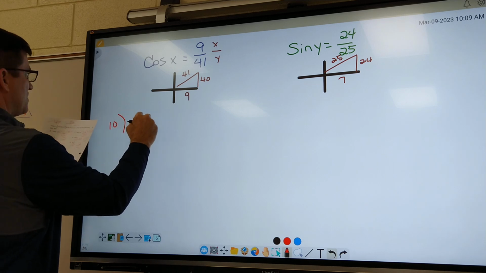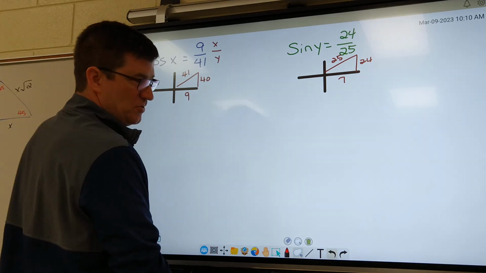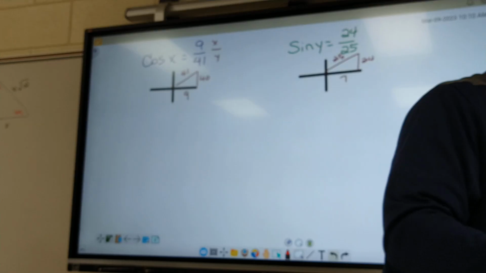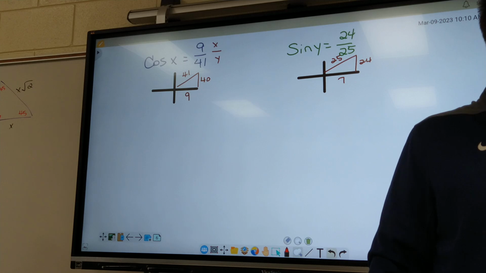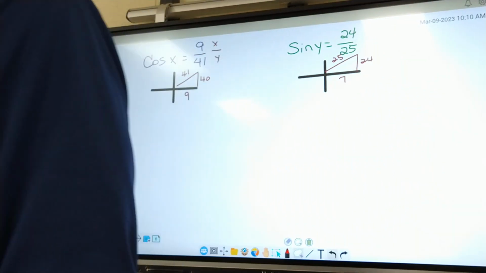Ten says cosine. I tell you what, y'all can do these. Y'all don't need me. You guys do those. I'll just write the answers down on the board and we'll just check it. Copy your formulas off your formula sheet. If you miss one, you let me know. I'll come help you.